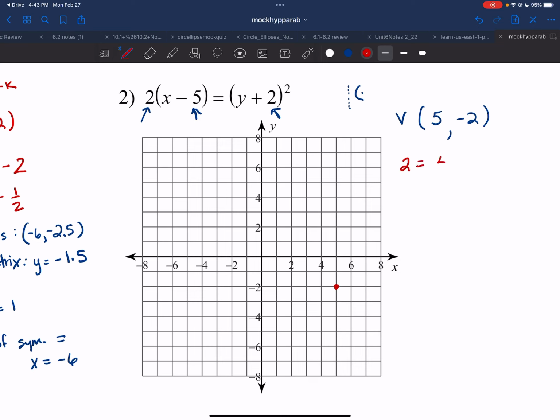2 is my latus rectum. That's going to be equal to 4p. P again is 1/2, but it's positive.